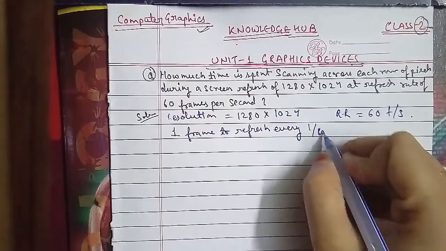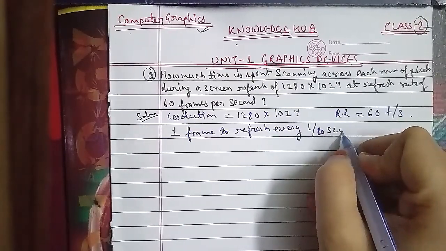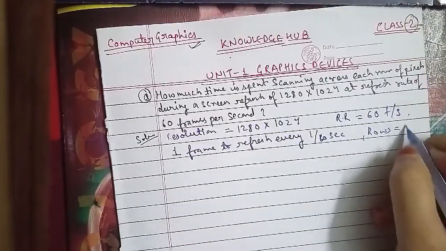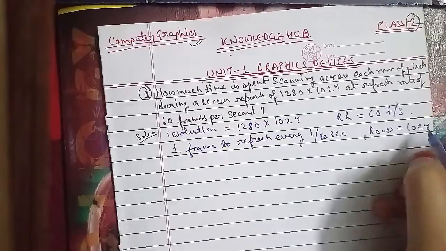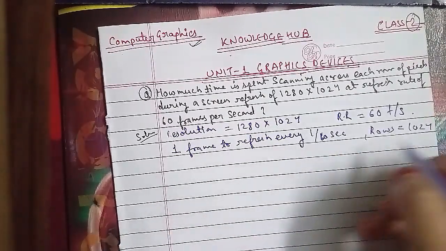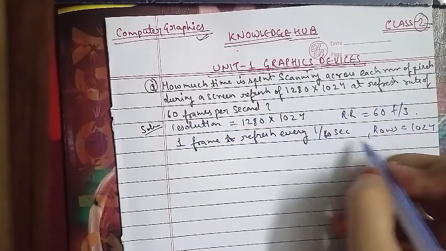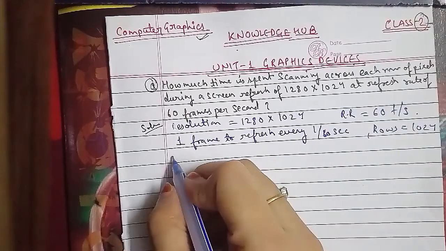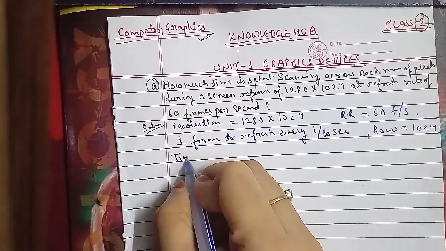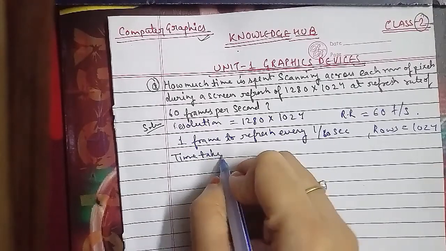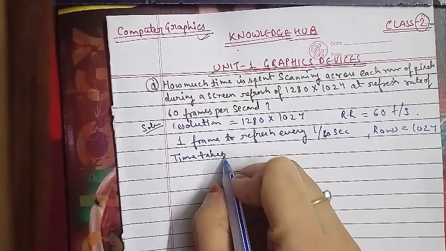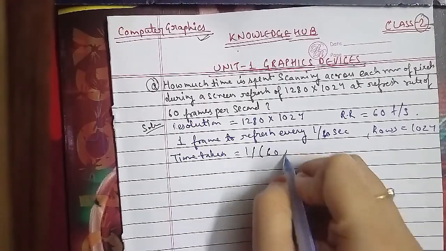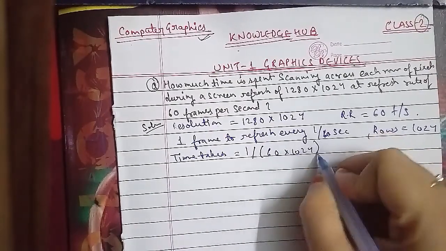equals 1024, and therefore the time taken for the 1024 rows is equal to 1/60 as what we had mentioned here. So the time taken by each row of the pixel to refresh is equal to 1/60th multiply 1024, that is a row, and that is equal to 0.0162 into 10 to the power minus 3 second. This will be the right answer here.